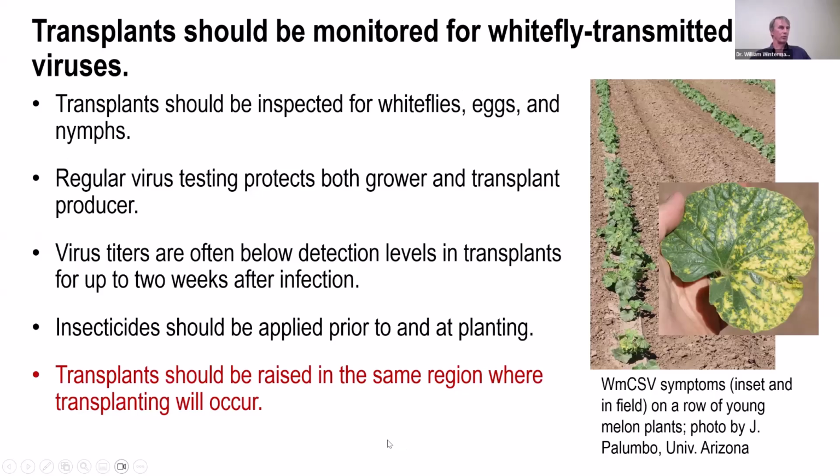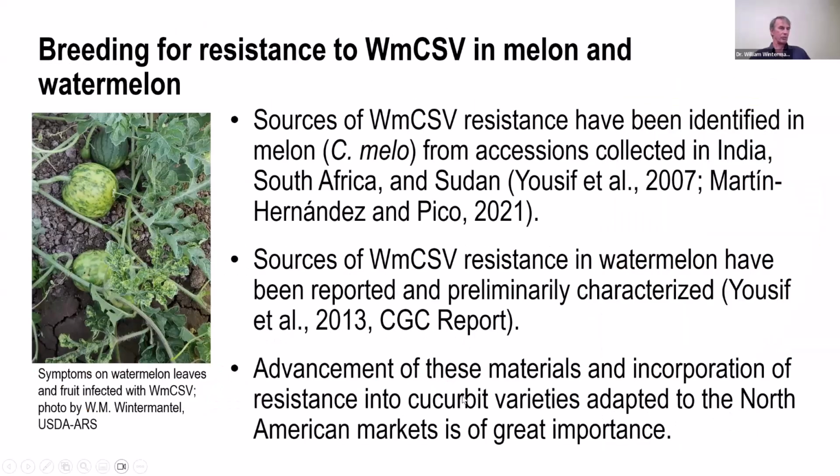Transplants need to be monitored for whitefly eggs and nymphs. Regularly test those both before and after in the field. Virus titers may be low again, as with craniviruses, although the virus is a little bit easier to detect earlier. The symptoms develop a little more quickly in watermelon chlorotic stunt than they do with craniviruses, so you will actually be able to detect them a little bit sooner with a watermelon chlorotic stunt infected plant. Again, raise your plants and transplants in the same area you're going to be transplanting them to.